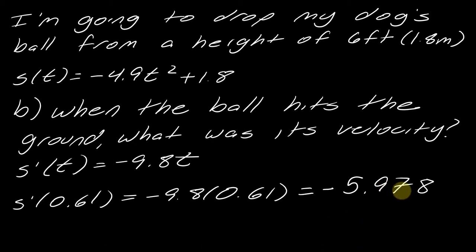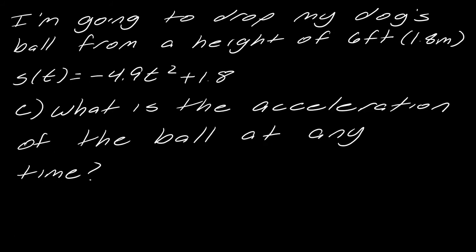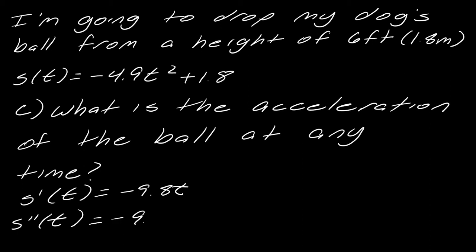Now again, it's not wrong that this came out negative, because this is indicating the direction. So if this is negative, what that means is that the down direction is the negative direction, and up would be a positive velocity. Okay, so that answers that question. Now, another question here is, what is the acceleration of the ball at any time? Again, this is a calculus question. So I need to note what my first derivative was, which was negative 9.8t. And now I need to take the next derivative, which is just negative 9.8.